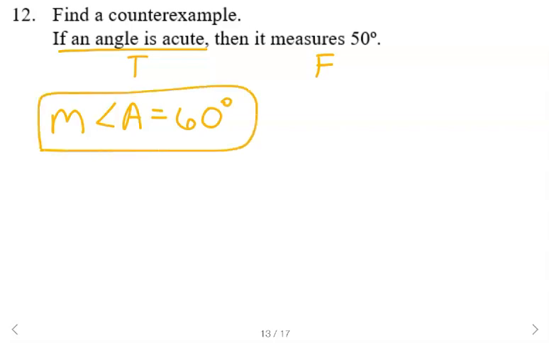Now, there's lots of different acute angles. So if you said 53, if you said 78, if you said 89, any angle that's between 0 and 90 that is not 50 will be a valid counterexample.